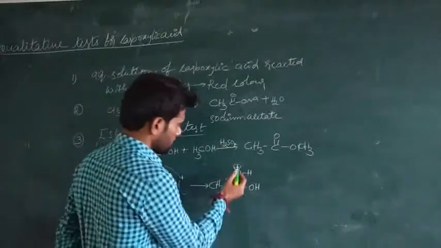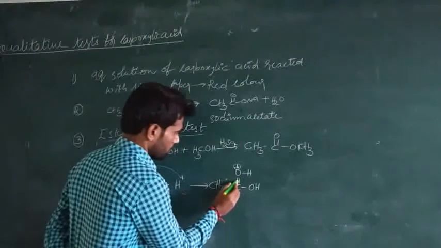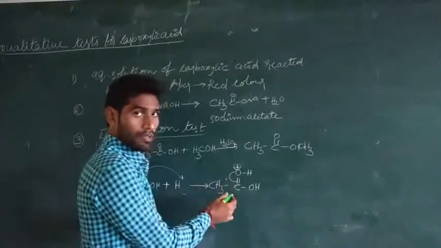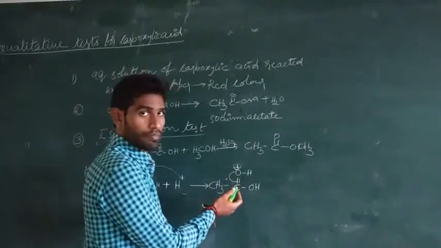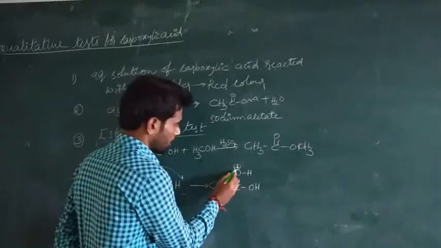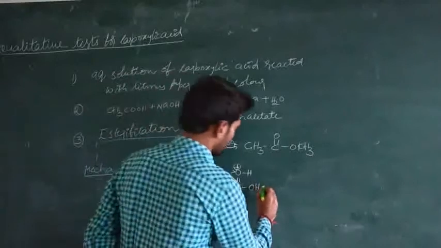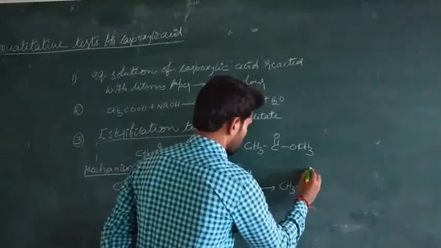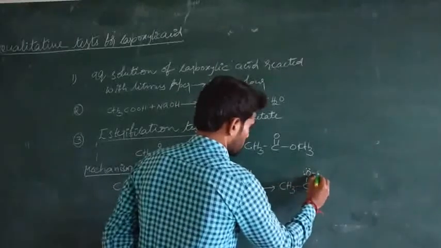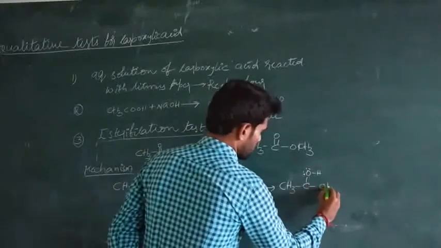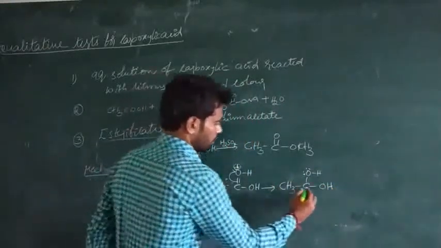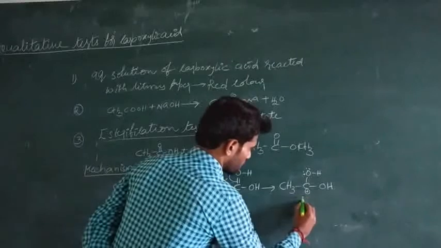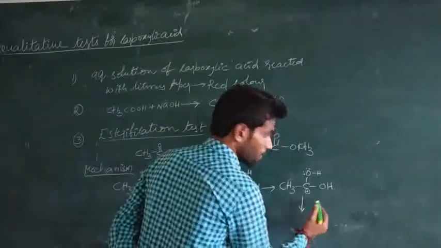Now what happened? Oxygen is a more electronegative atom, so the pi electrons are attracted by the oxygen atom, and these pi electrons are shifting towards the oxygen. Now in CH3CO, oxygen gets its lone pair of electrons back, but carbon is getting the positive charge. Now this positively charged carbon reacts with the alcohol.